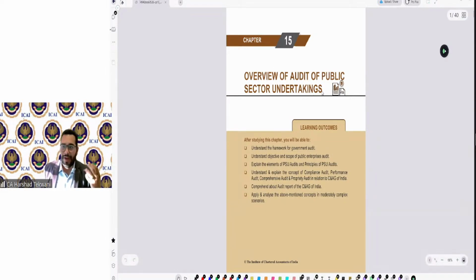Basically, when I talk about public sector undertakings, I'm talking about entities which are either government companies, where the state government or central government has a substantial interest, or you can say where the participation by the government is 51% or more. So these are called government companies. Here the role and involvement of government is higher, whether it is a state government or central government.